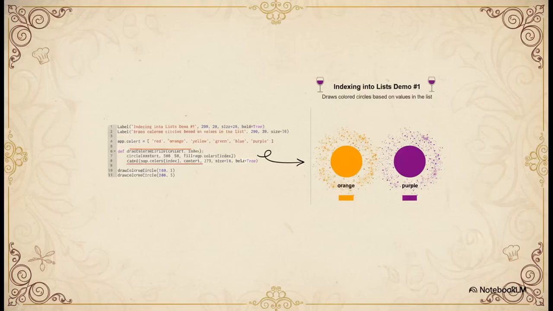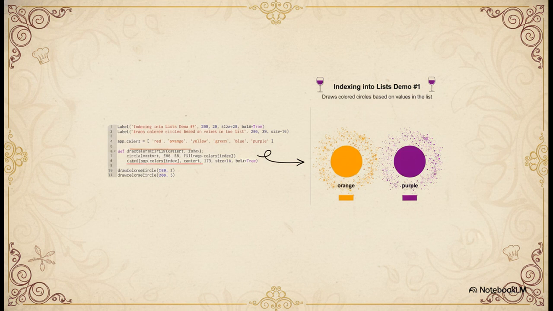Let's see this thing in action. So on the left, we've got a list of colors. The code is asking for the item at index 1. Okay, so following our 0-based rule, the first item, red, is at index 0. That means the item at index 1 has to be orange.